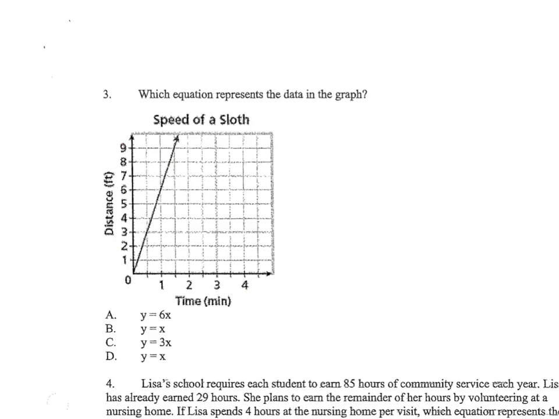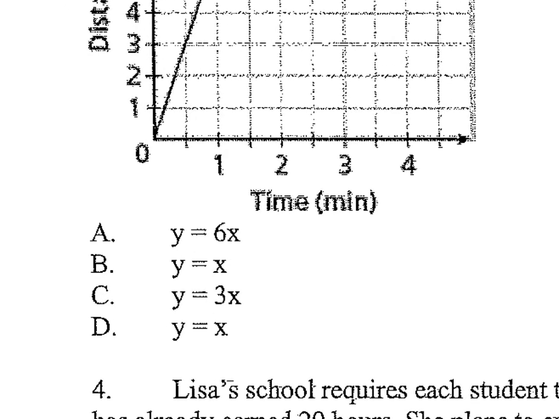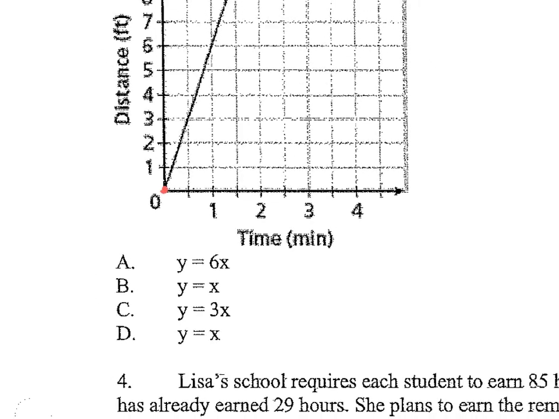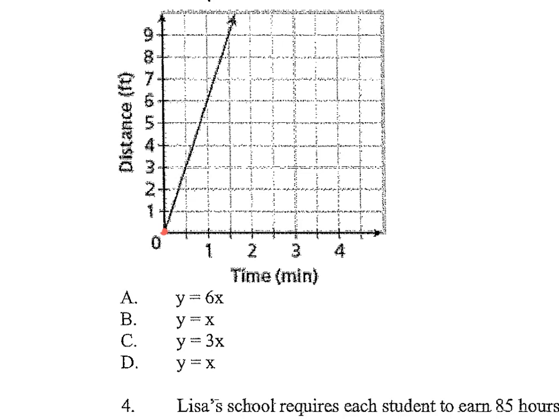Number 3, which equation represents the data in the graph? So again, they're giving us equations. None of these have a plus or minus anything. Already looks like they're proportional. So what I'm going to do is check my rise and my run. So it looks like it crosses really nicely right here.